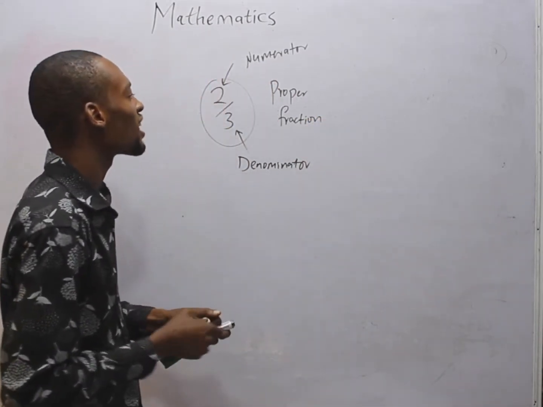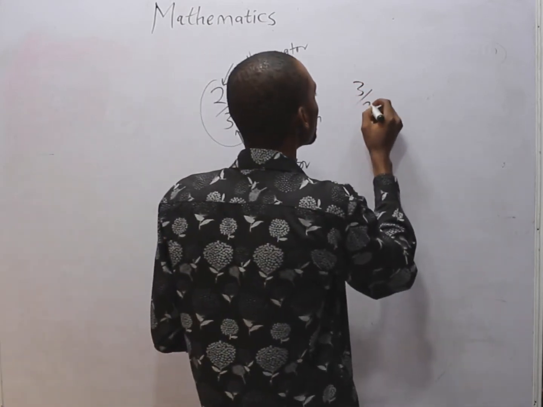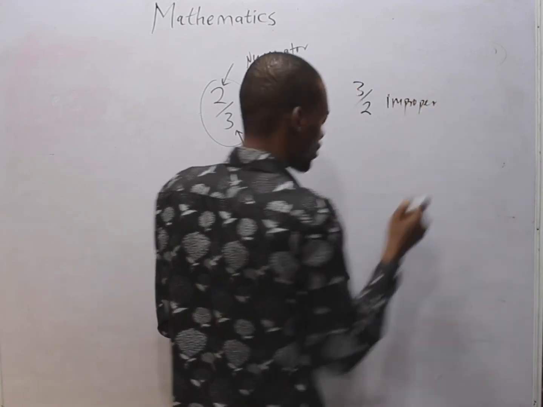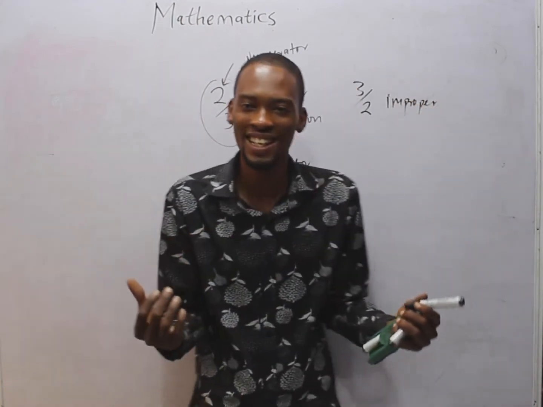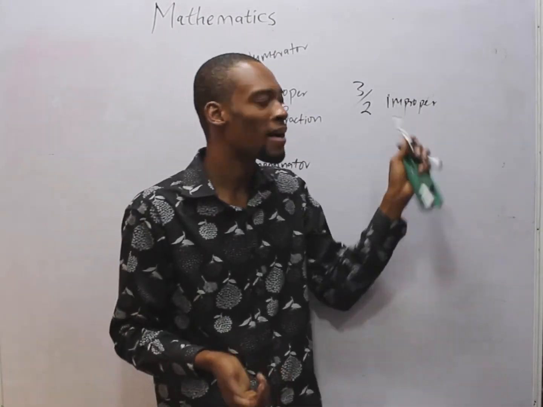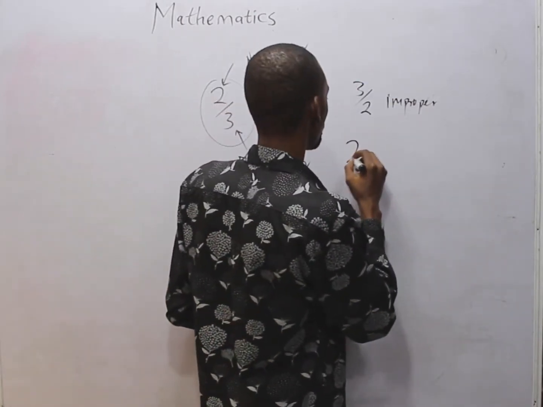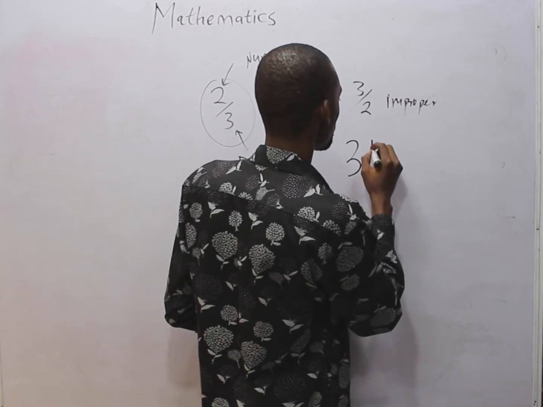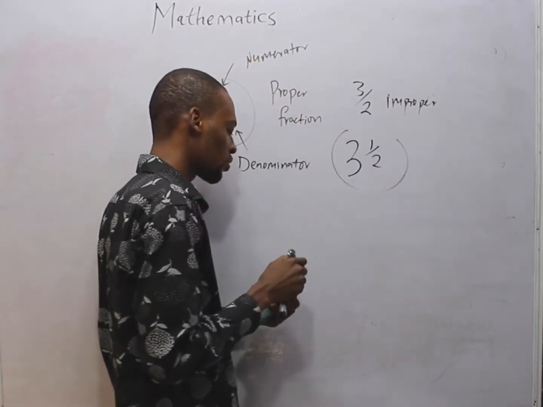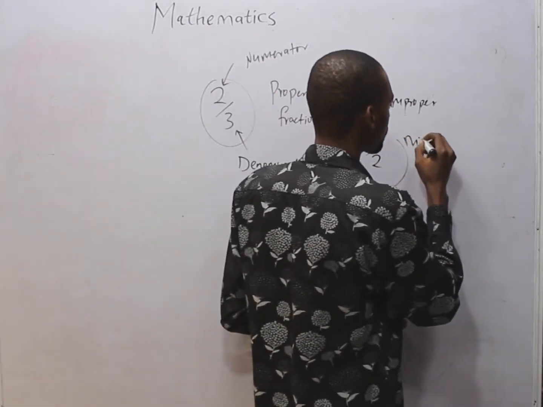Meanwhile, when you are given a fraction and the top, the numerator, is bigger than the denominator, we call it an improper fraction. You are simply carrying something that is bigger than you. So it's improper. We call this improper fraction. We have a fraction where, let's say, 3 and 1 over 2. In this case, we have a whole number and a fraction. We call this type a mixed fraction. Mixed.